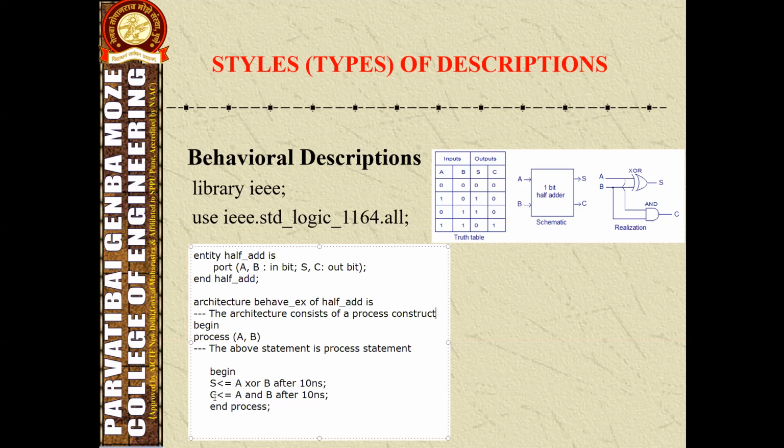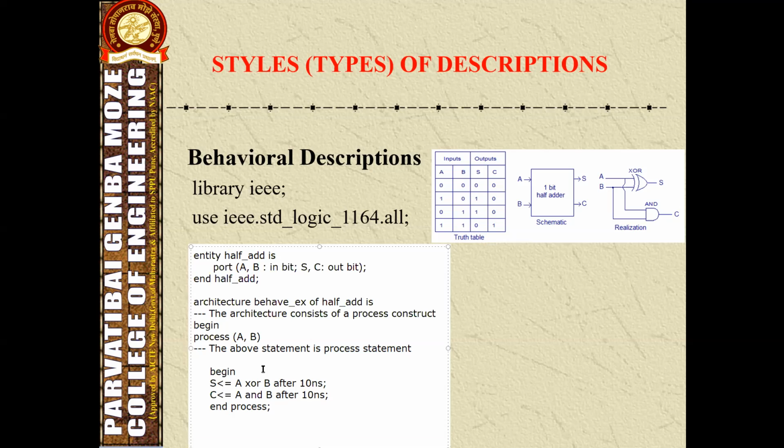And carry, we do the same here. Similarly, the carry will be obtained by the AND operation of these two terminals A and B. The AND operation result will be obtained and carry will be obtained here. So after assigning all the outputs, our process should end with the end process.